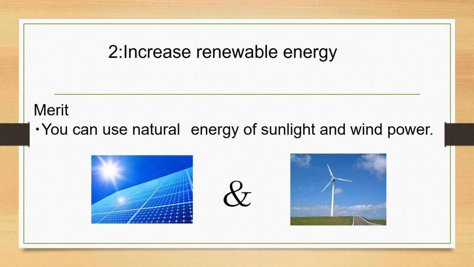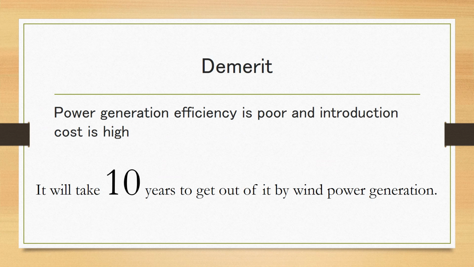You can use natural energy such as wind power and solar energy. The demerit is that power generation efficiency is poor and introduction cost is high. For example, the amount of power generation varies depending on the weather, like wind power generation, and the installation fee is also high. It will take 10 years to recoup the cost of wind power generation.